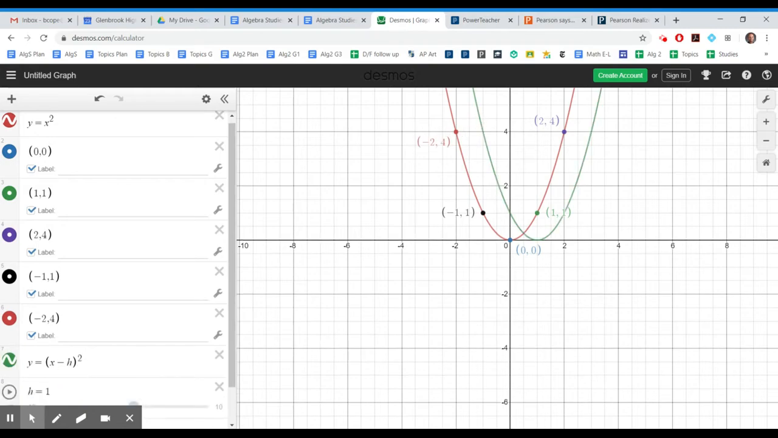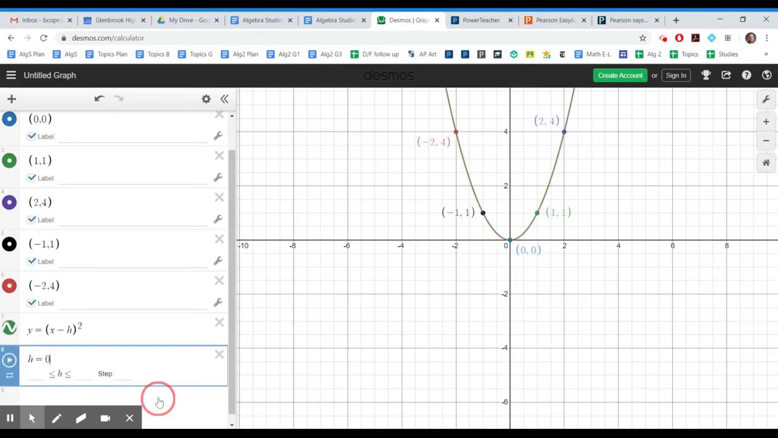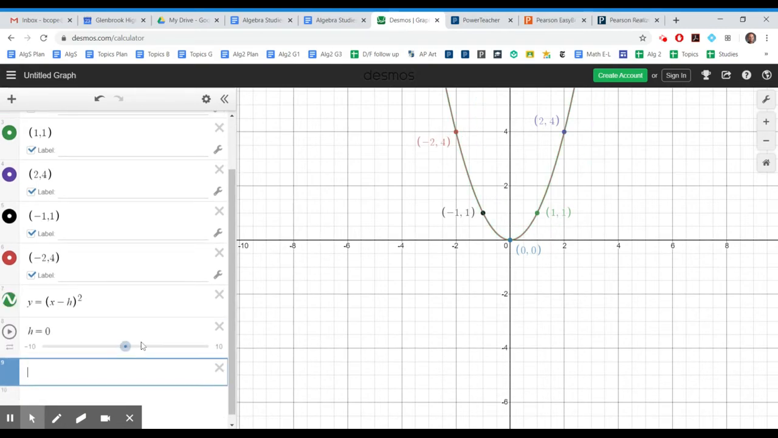And I'm going to add a slider for h. I'm going to set it to be 0 just to start, okay? So right now what I did is I replaced x with x minus h, and we're going to see how the parabola moves left or right. Now notice this weird thing. It's x minus h, yet when h is positive, the parabola moves to the right, and when h is negative, the parabola moves to the left.